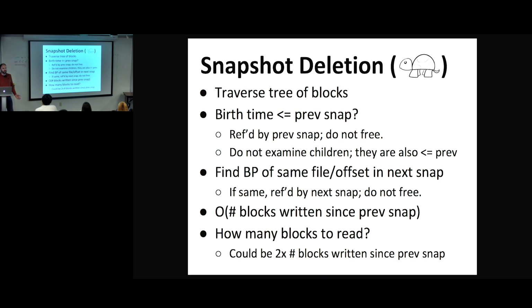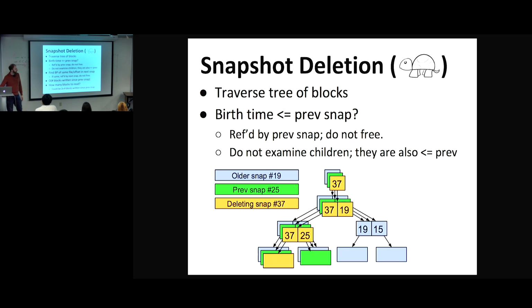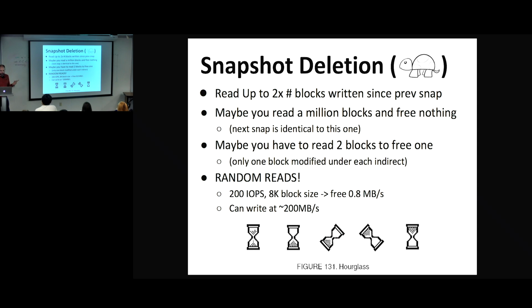But it could be pretty bad because it might be that every indirect block points to only one data block that we actually need to free. So in order to free one data block, we might have to read a whole indirect block here, and then also read the corresponding indirect block in the next snapshot. So 2 reads just to do 1 free. The downsides of this are, maybe you read 1,000,000 blocks and you free nothing because the next snapshot is identical or mostly identical to this snapshot. And even if you don't have that problem, like I said, maybe you have to read 2 blocks to free 1.